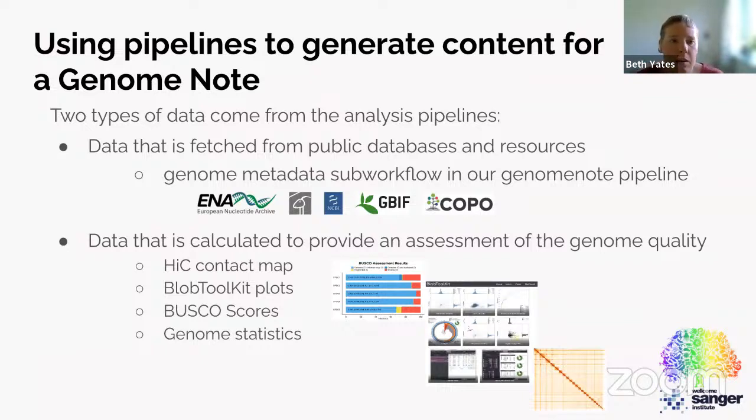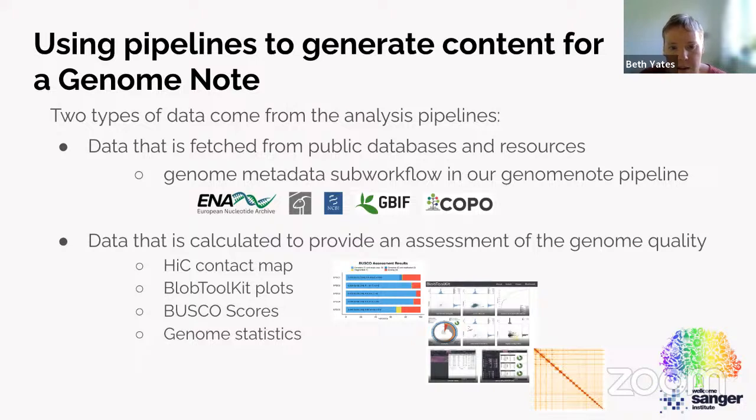Okay, so now we know what a Genome-Note is, and I've described how we're using pipelines to generate content for it. There are two types of data, as we said before, that can come from the analysis pipelines. There's data that can be fetched from public databases and resources, things like genome metadata. And we have a sub-workflow within the Genome-Note pipeline that queries a lot of these different sources and pulls information back.